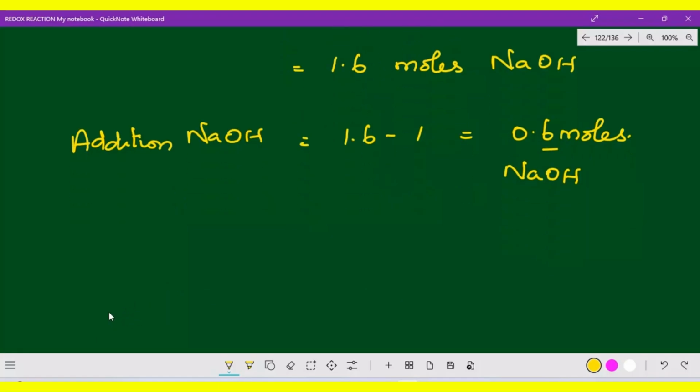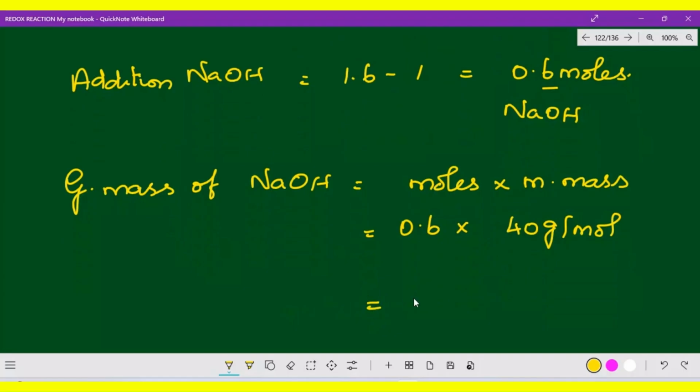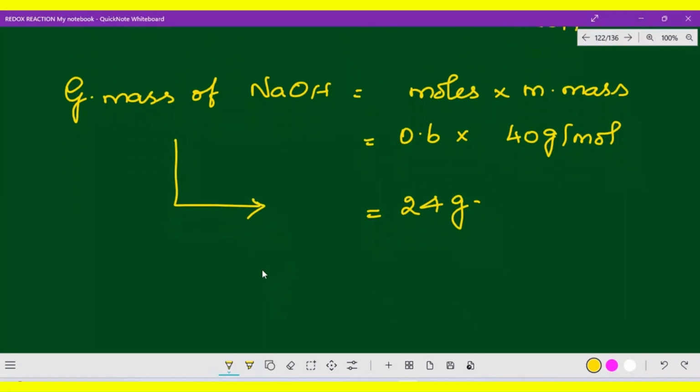Now the given mass of sodium hydroxide we have to identify. So what is the formula for given mass? Moles into molar mass. Please remember this. So 0.6 into sodium hydroxide, 40 gram per mole. How much will you get? 24 gram. This is the given mass, 24 gram. So 0.6 moles of sodium hydroxide we are additionally adding. Why are we adding? Because carbon monoxide converts to carbon dioxide, and then it has to react with sodium hydroxide to form sodium carbonate completely.